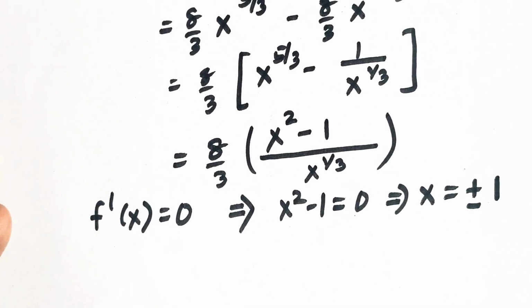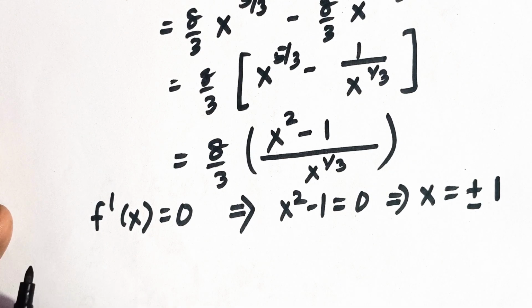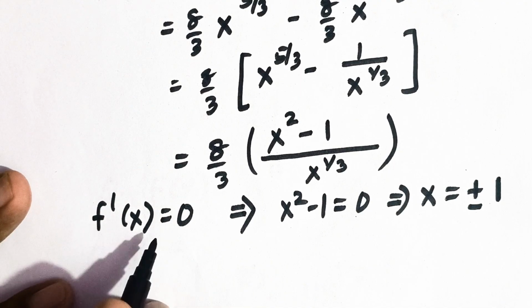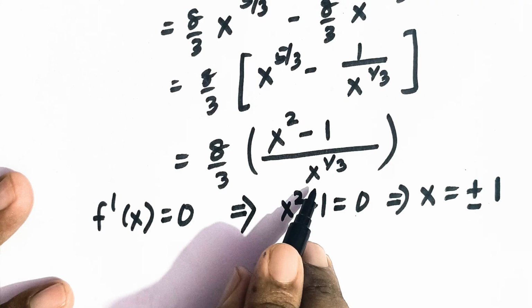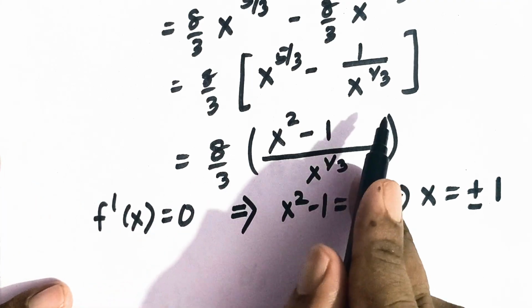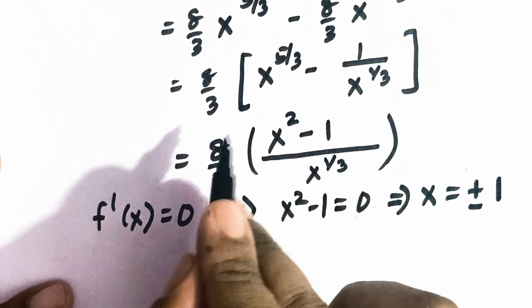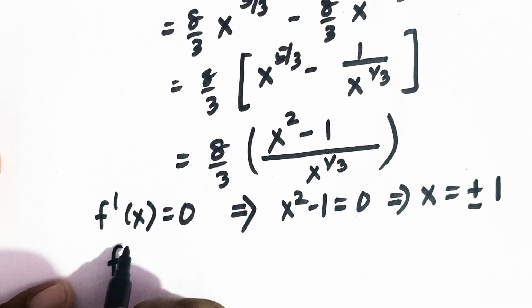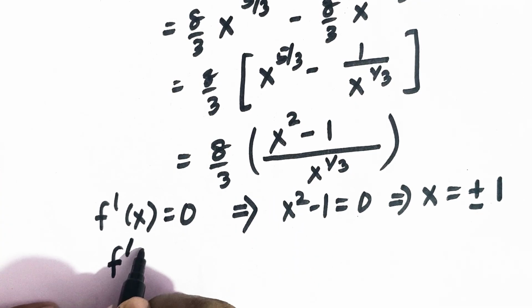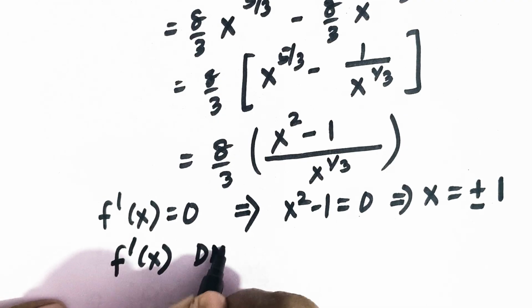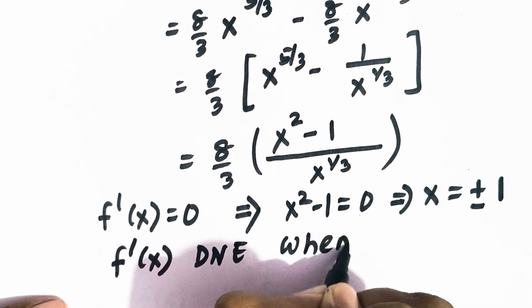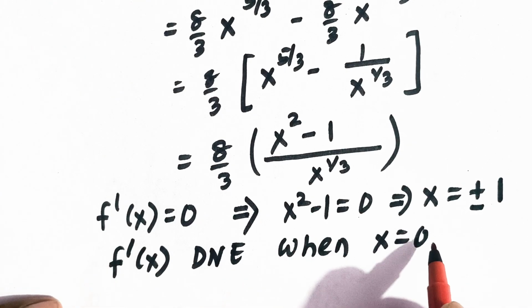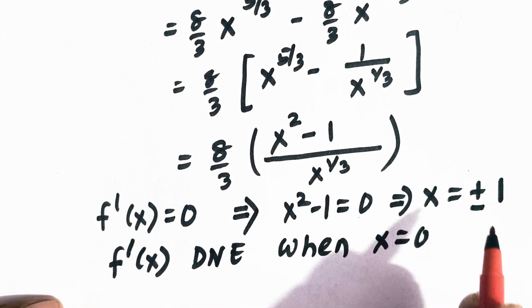Also, you have to find the point at which f dash does not exist. You have to find where our derivative is 0 and where our derivative does not exist. And here the value of this quantity does not exist when x is 0. So we'll make that a note: f dash x does not exist when x equals 0. Now in the sign chart we will plot all these points: 0, 1 and minus 1.